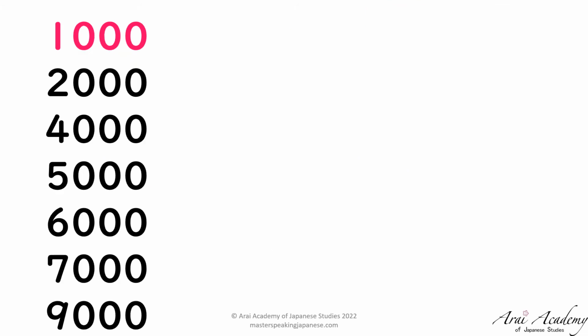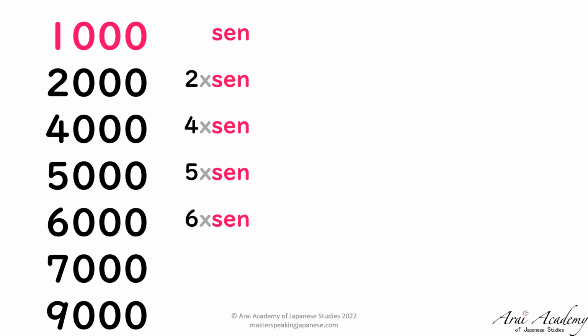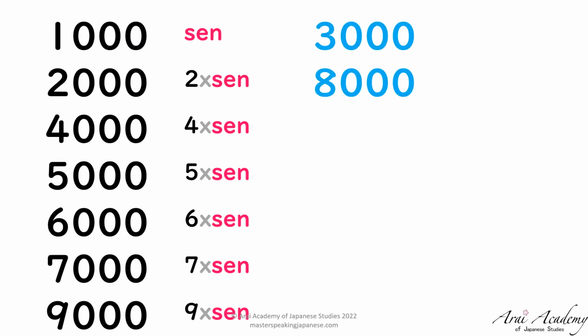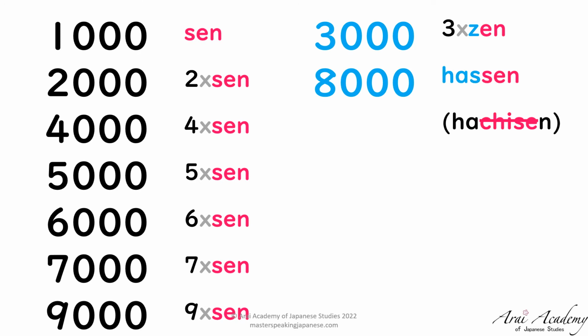Okay, repeat after me. 1000, 2000, 4000, 5000, 6000, 7000, 9000. And be careful about these irregular ones. 3000, 8000.